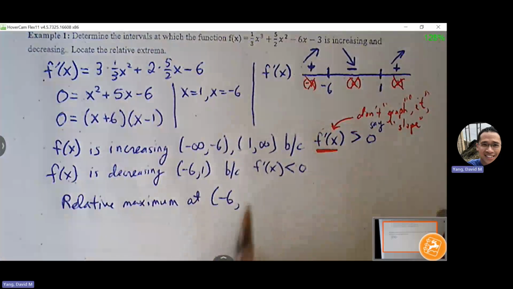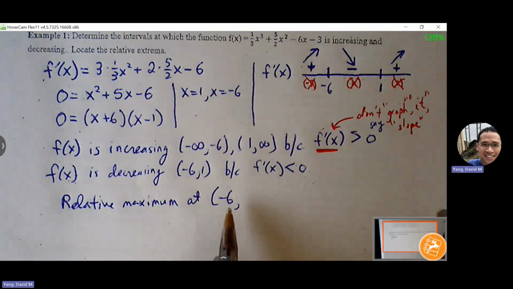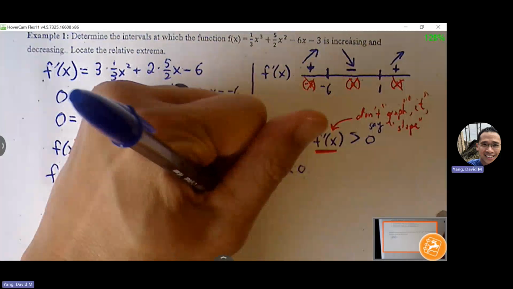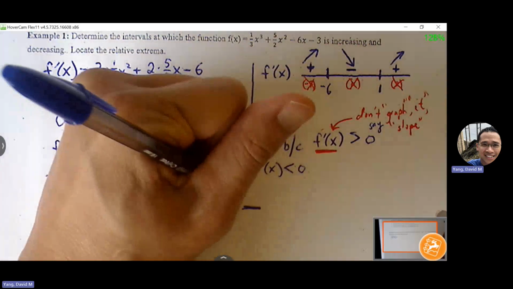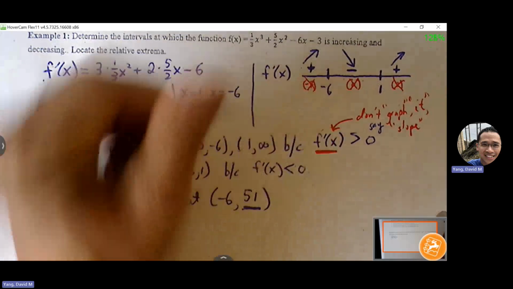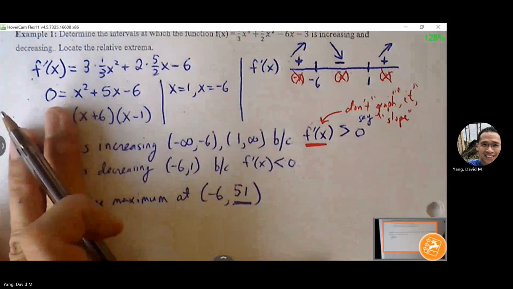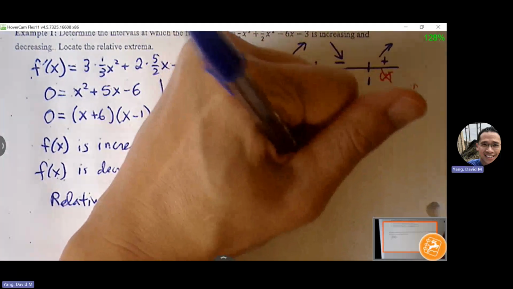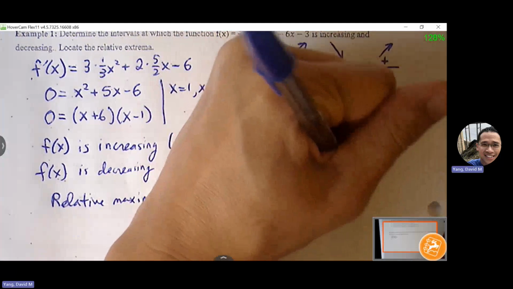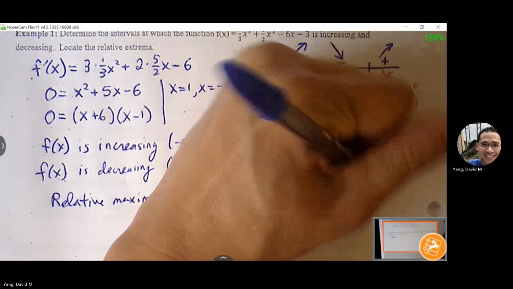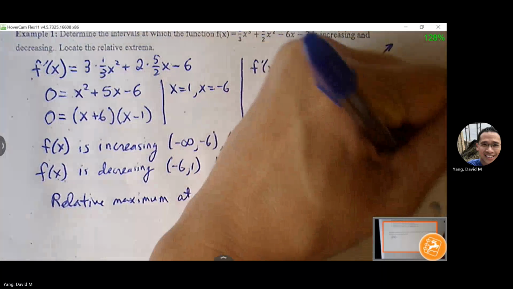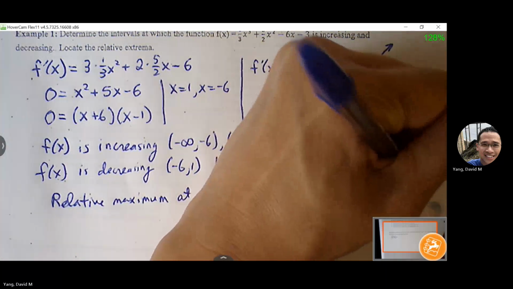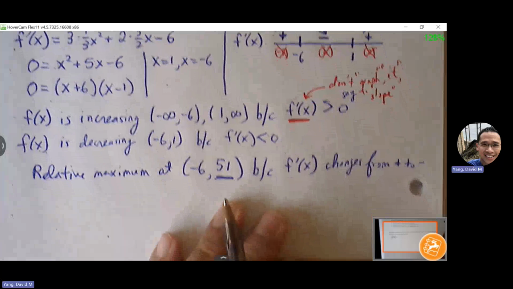Now, let's say I wanted to ask you for the physical location of the relative max. Then what would you do? How would you find the full ordered pair? Original. Okay, so I'm going to show you what that value is. If I were to plug back into the original, I'll get 51. Okay, and the reasoning is because f prime changes positive to negative.